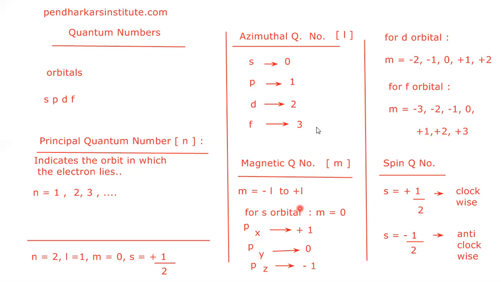For s orbital, azimuthal quantum number is 0, l is 0, m is also 0, always m is 0, because s orbital does not have any direction. s orbital is spherical, so it is not oriented in a particular direction.